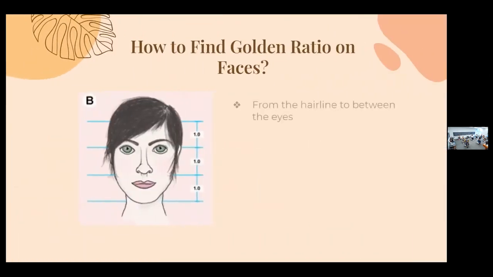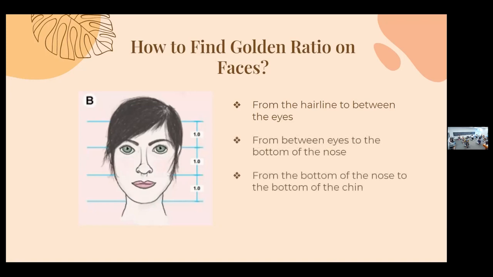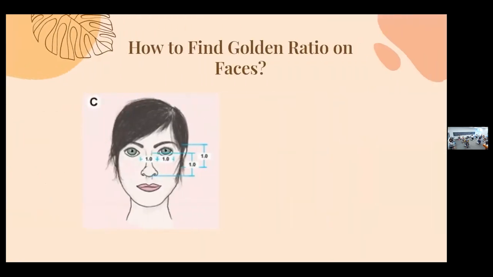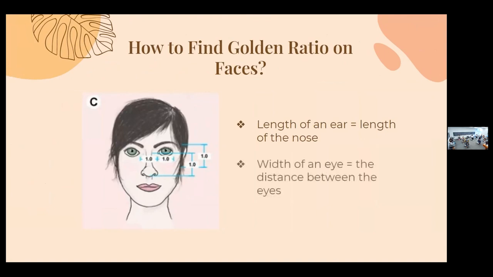Second is the hairline to between the eyes, and from between the eyes to the bottom of the nose, and from the bottom of the nose to the bottom of the chin. This should all be equal. Lastly, the length of an ear should equal the length of the nose, and the width of an eye should equal the distance between the eyes.